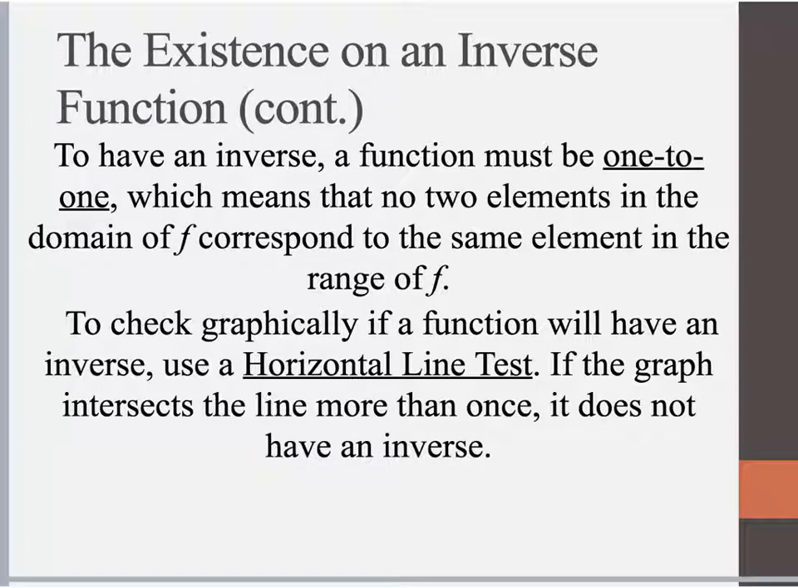To continue, it says to have an inverse, a function must be one-to-one, which means that no two elements in the domain of f correspond to the same element in the range of f. To check graphically, which is the best way to check if a function will have an inverse, you use a horizontal line test on the graph, and if the graph intersects a line more than once, it does not have an inverse. So remember, we use the vertical line test to see if a graph is a function. And now we're using the horizontal line test to see if that same original function is also one-to-one, meaning that it will have an inverse.